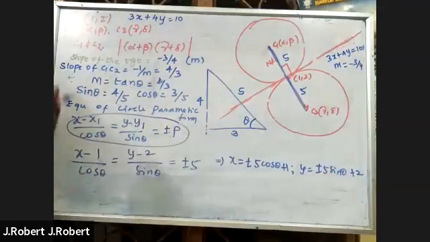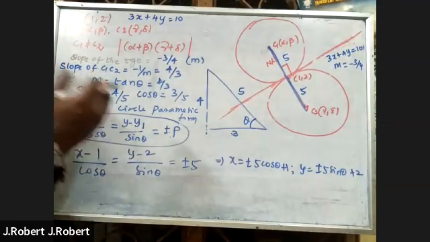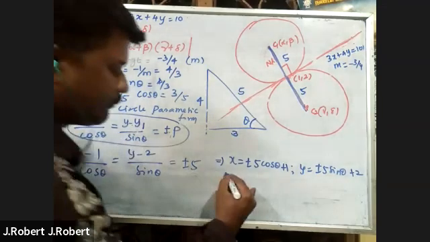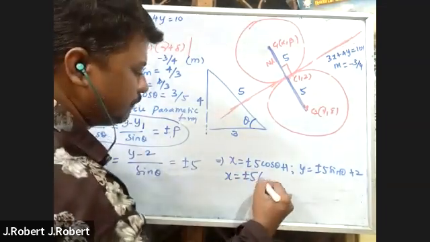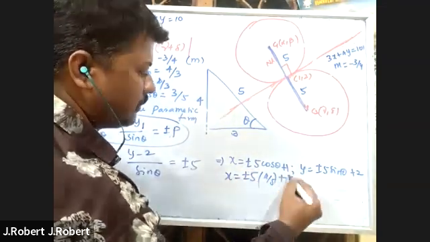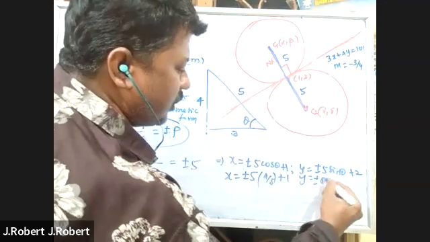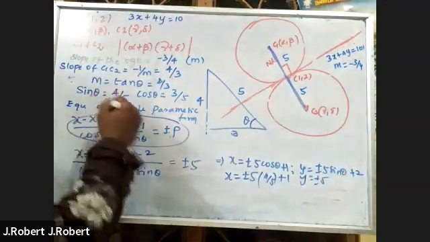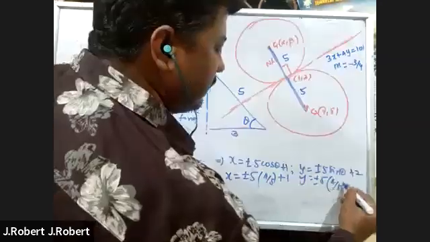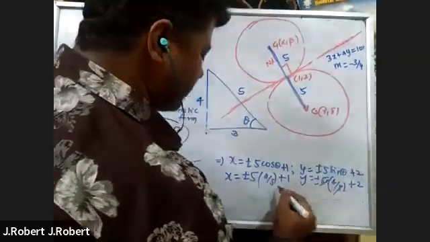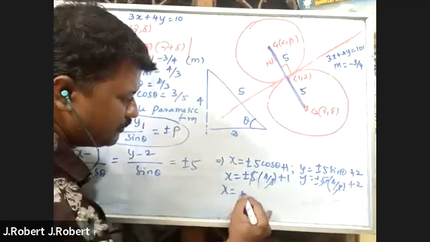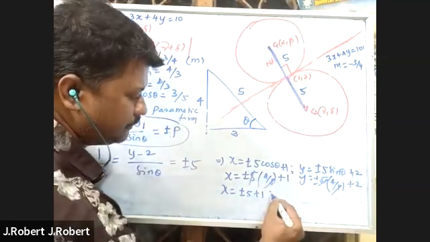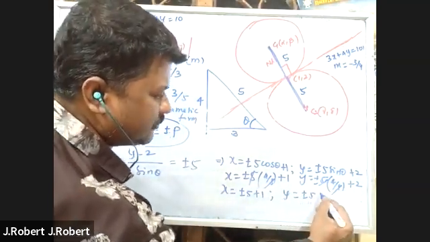But we know the values of cos theta and sin theta. We already found that sin theta is 4 by 5 and cos theta is 3 by 5. Therefore, x equals plus or minus 5 into 4 by 5, plus 1. Same way, y equals plus or minus 5 into sin theta, which is 4 by 5, plus 2. So 5, 5 cancel, 5, 5 cancel. Now x equals plus or minus 5 plus 1, y equals plus or minus 5 plus 2.